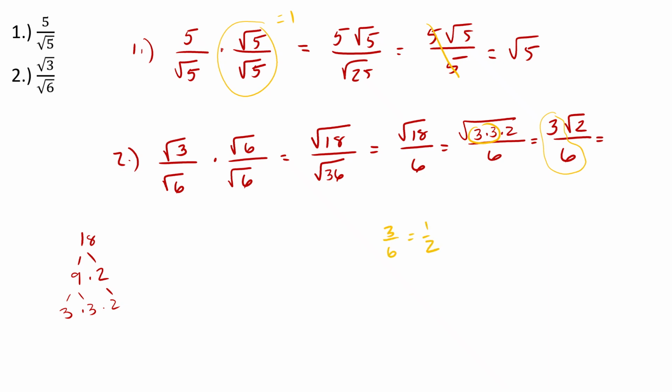And so we would have 1 square root 2 over 2. You can put the 1 there if you want, so you can actually see the 1/2, or you can just write root 2 over 2. So there we go on those first 2.